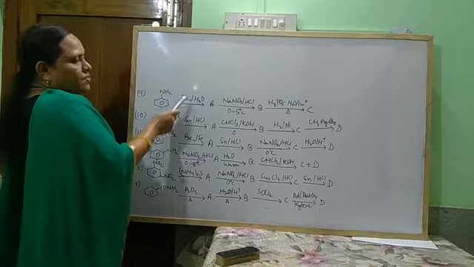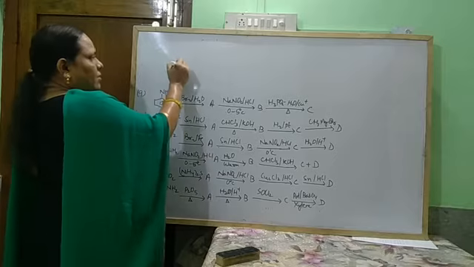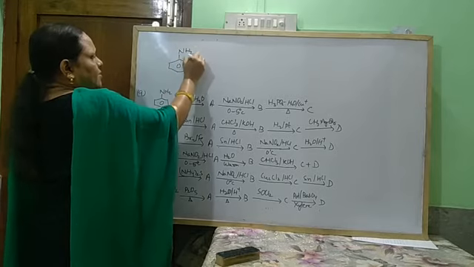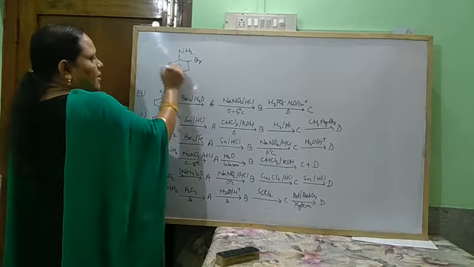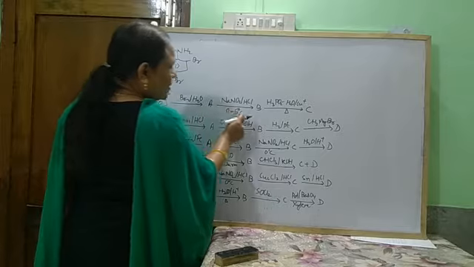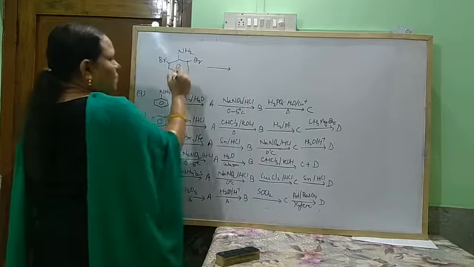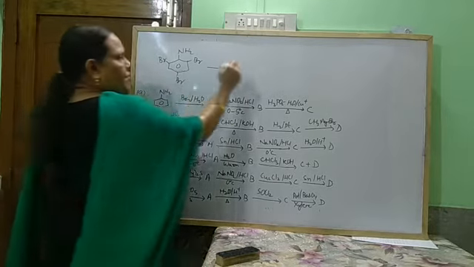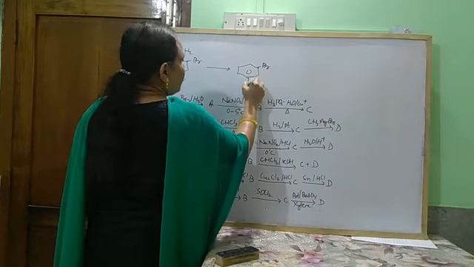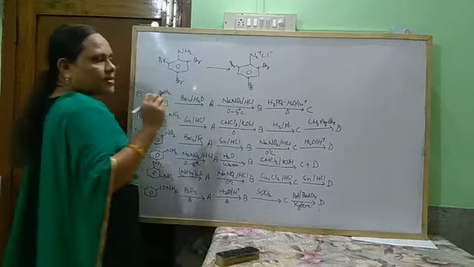So aniline reacts with bromine and water. We have discussed this previously, it forms 2,4,6 tribromoaniline. And when this is treated with sodium nitrite and HCl at 0 to 5 degrees Celsius, again a diazotization reaction. So the NH2 group is converted to benzene diazonium chloride. All others are the same, Br, Br, Br here, and this is N2 plus Cl minus.